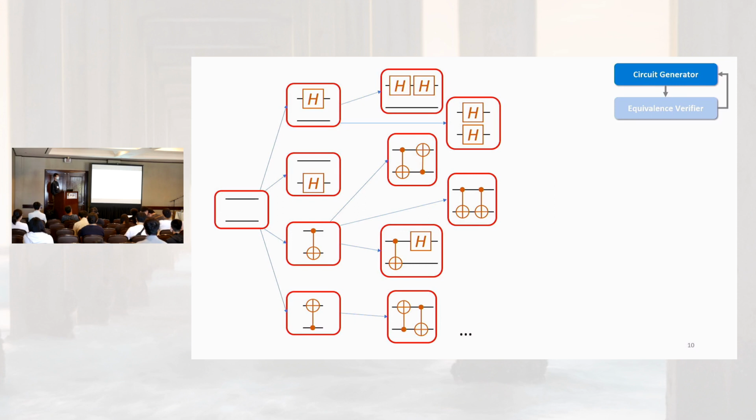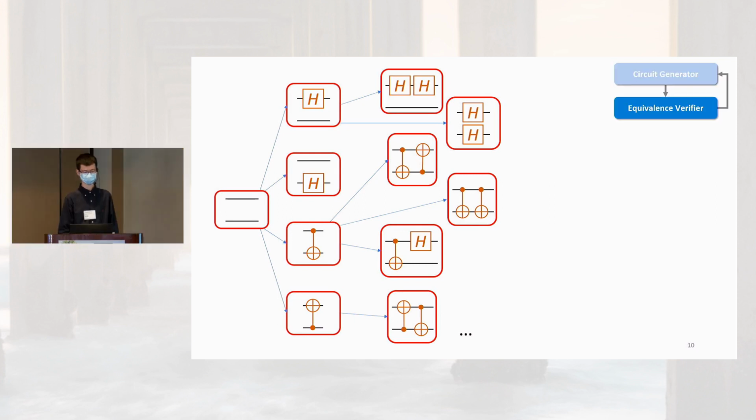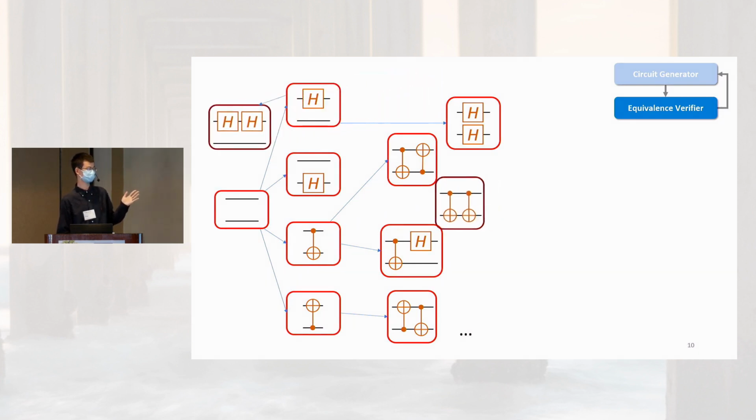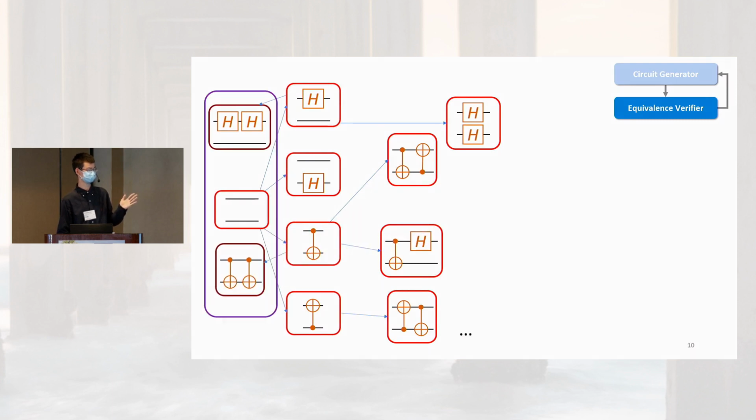So after generating all the two-gate circuits, we go to our equivalence verifier, which tells us that the circuit with two adjacent H gates is equivalent to the empty circuit. And so do these two CNOT gates in the same direction. So we group them into one equivalence class. And so here, only the red gates are the representatives. Most of them, like the circuit on the right, are grouped into a singleton equivalence class. And the three circuits on the left are one equivalence class.